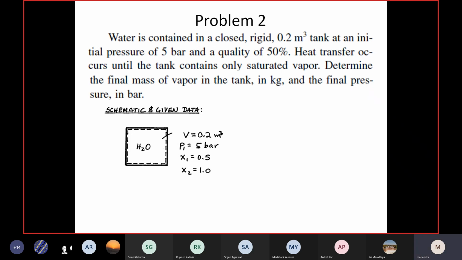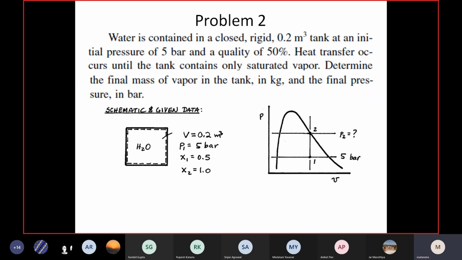Then we need to calculate that. Initially it is 50% steam, 50% water content. Finally it reaches the stage where it is 100% steam. What is the pressure over there? That is the question.